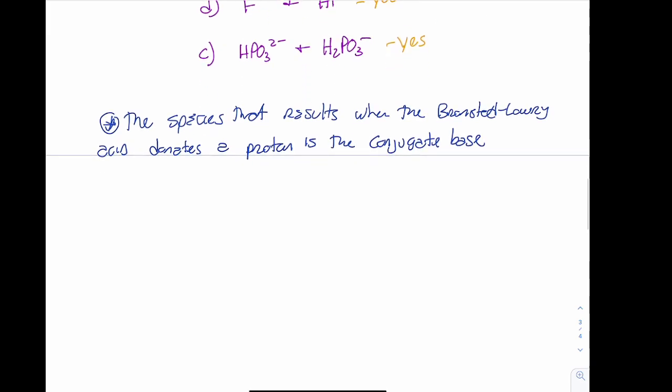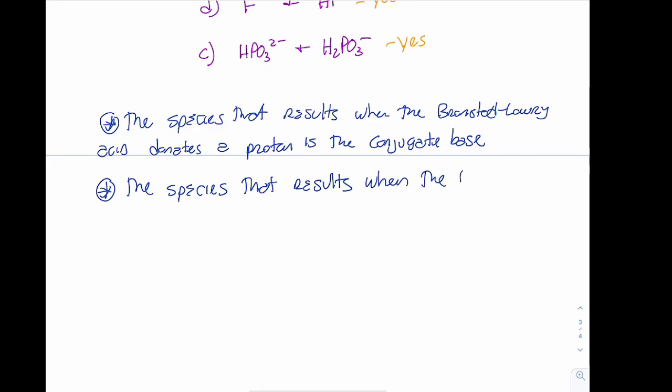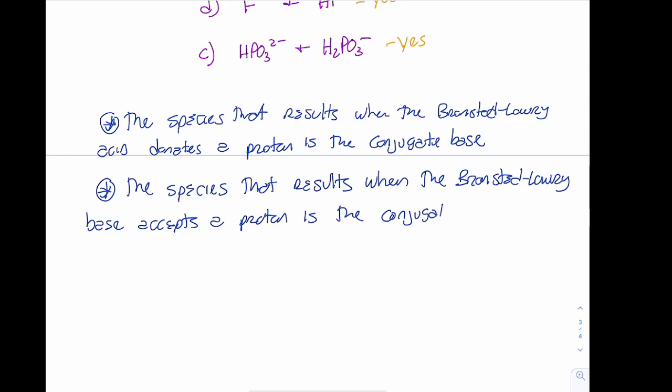And then the species that results when the Bronsted-Lowry base accepts a proton is the conjugate acid.